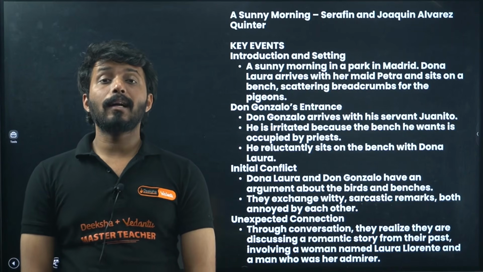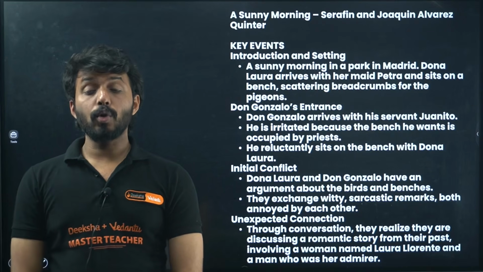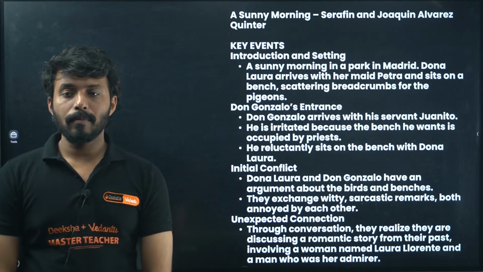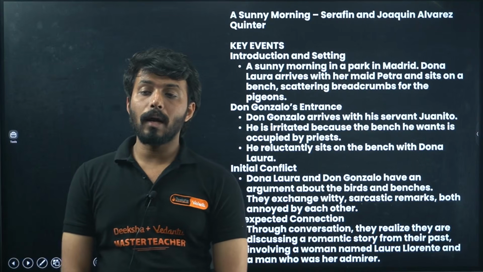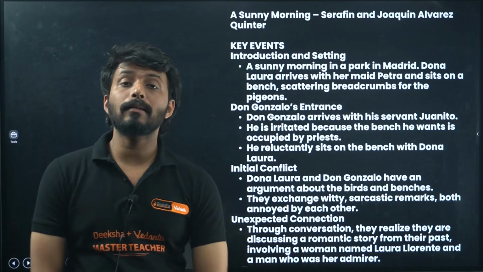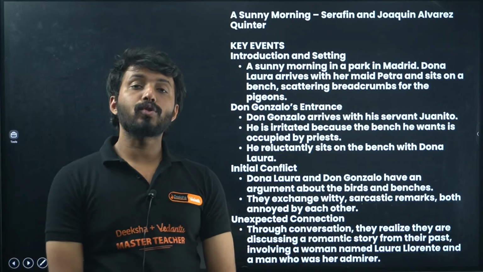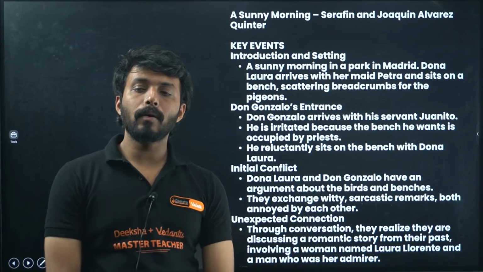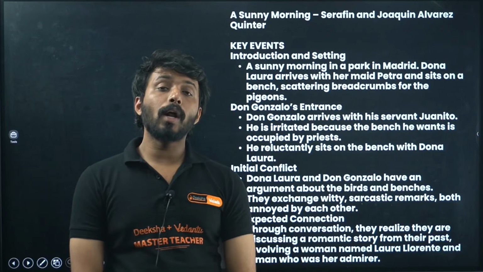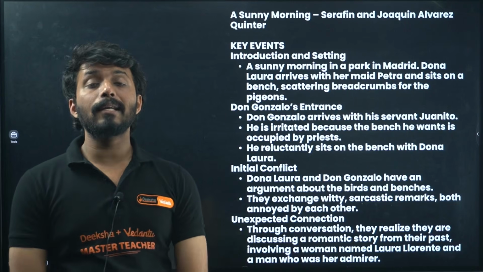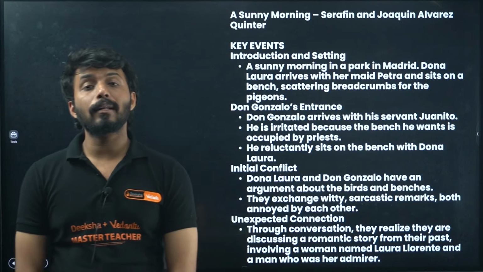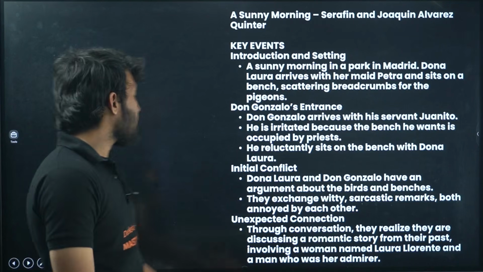However, there is an unexpected connection. So through conversation, they realize they are discussing a romantic story from their past involving a woman named Laura Lorente. As I said earlier, Laura Lorente is none other than Donna Laura, who is also called the Silver Maiden, and a man who was her admirer. Donna Laura used to address this man as the gallant horseman. The gallant horseman is coincidentally none other than Don Gonzalo.